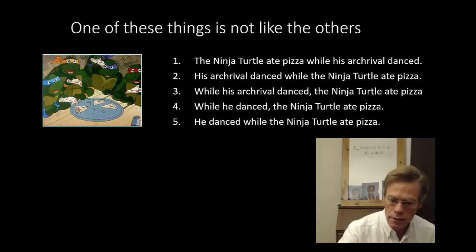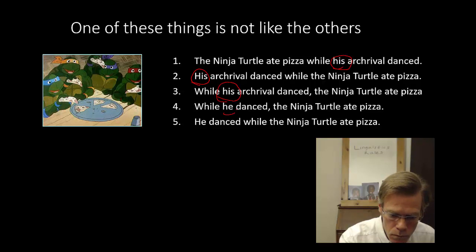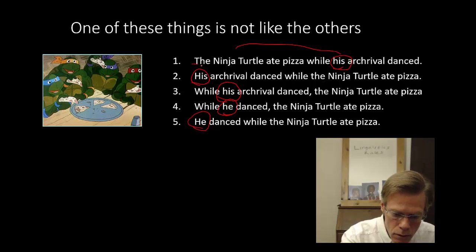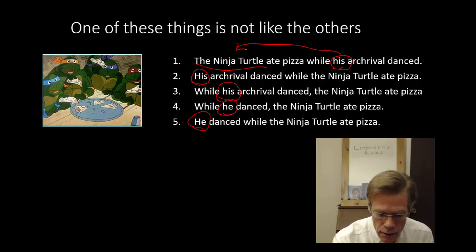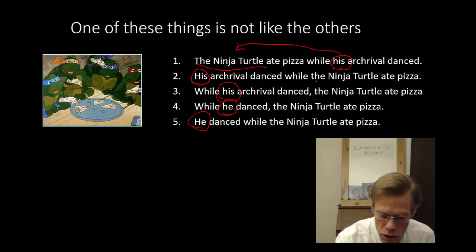Now, what I'm interested in is these third-person masculine singular pronouns. And in particular, I'm interested in whether or not they can refer to the Ninja Turtle. And what we see is that in the first one, certainly, the Ninja Turtle ate pizza while his arch-rival danced. Now, granted, it's not obligatory that we link those two, but it's possible. So the Ninja Turtle and his can refer to that same individual. So it could be the Ninja Turtle's arch-rival who danced. All right, and we also can see the same thing in the second one, as well as the third one.